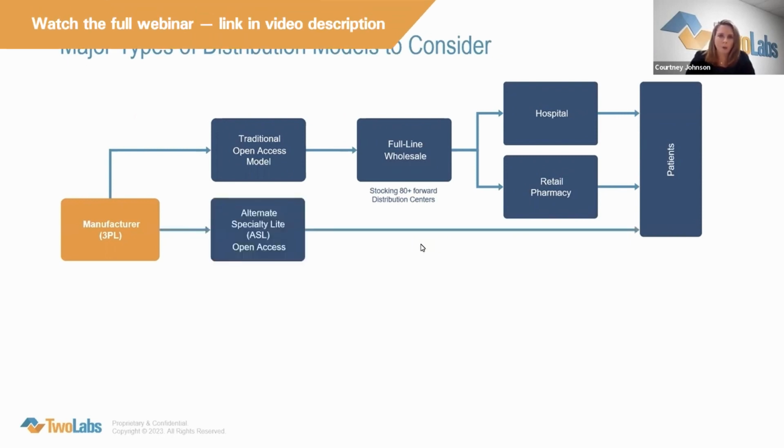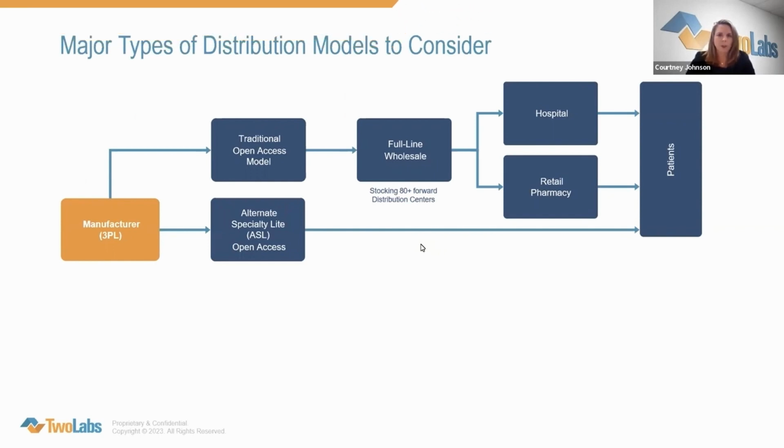The next model in the open access space is what we refer to as the alternate specialty light pharmacy model, or ASL. In this case, the pharmacy receives a product directly from the manufacturer or their 3PL, and they provide mail order services to their patient.